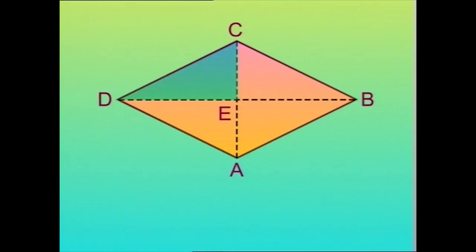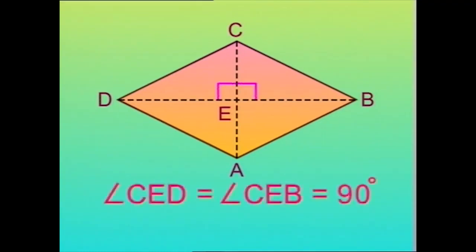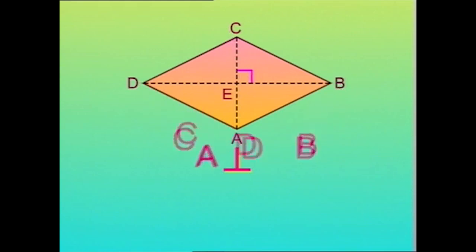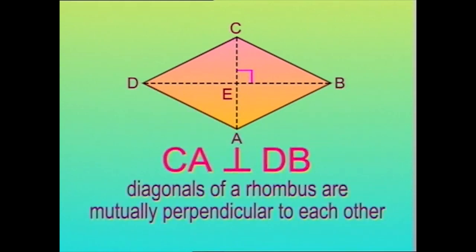Furthermore, the two diagonals of a rhombus are perpendicular. Look at these congruent triangles again. Angle CED equals angle CEB. So each of them equals half a straight angle, which is 90 degrees. Therefore, CA and DB are perpendicular to each other.